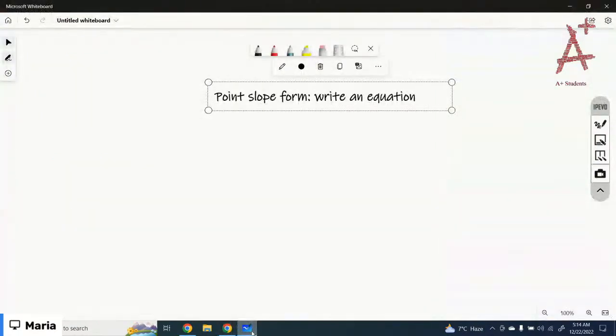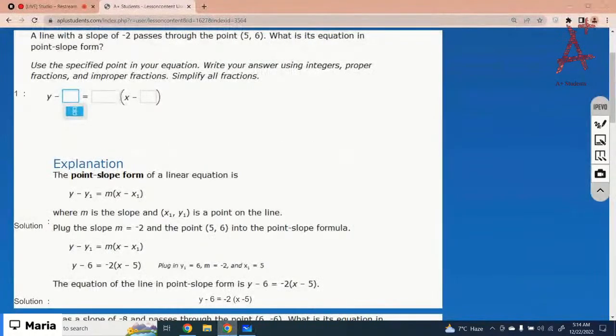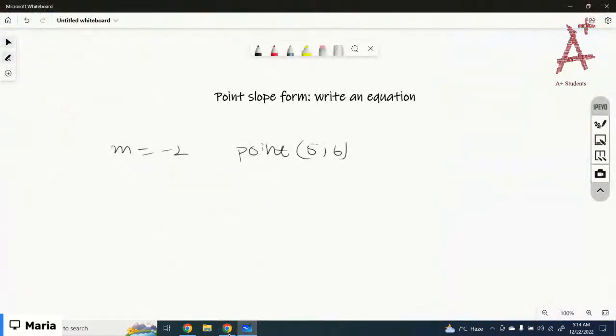So you are given the slope is negative 2, and the point given is (5, 6). Got it? So you have to write the equation in the point slope form. The equation is y minus y1 equals m times (x minus x1).